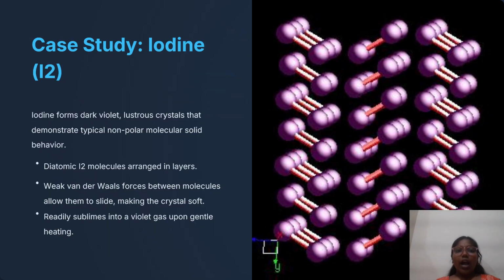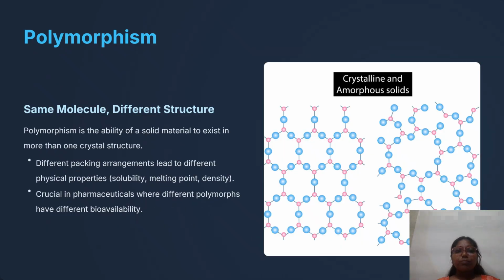Iodine, I2. Iodine forms dark violet lustrous crystals that demonstrate typical nonpolar molecular solid behavior. Diatomic I2 molecules arranged in layers. Weak van der Waals forces between molecules allow them to slide, making the crystal soft. Readily sublimates into a violet gas upon gentle heating.